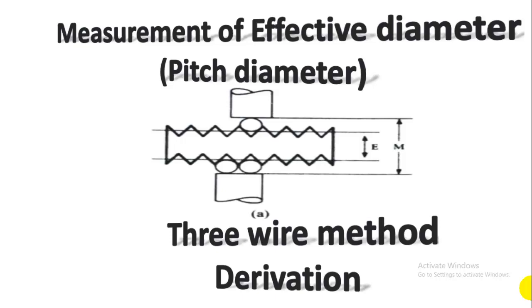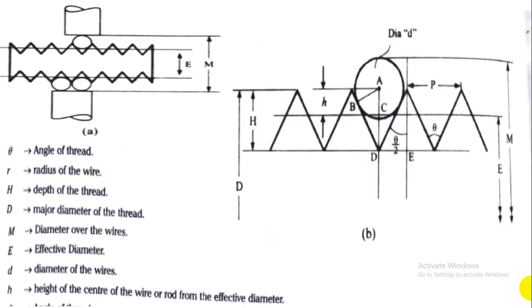In this session, we will discuss the measurement of effective diameter, that means pitch diameter, using the three-wire method. So the derivation we are going to discuss today. First, we will discuss the terminologies and notations we use here.